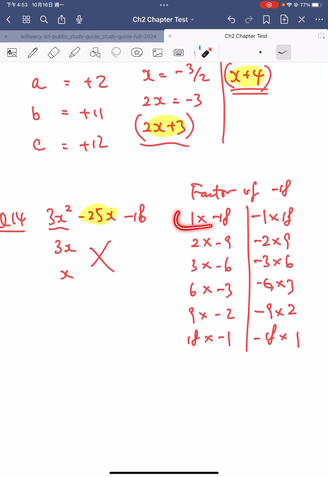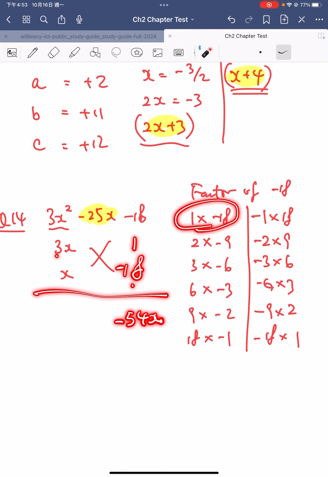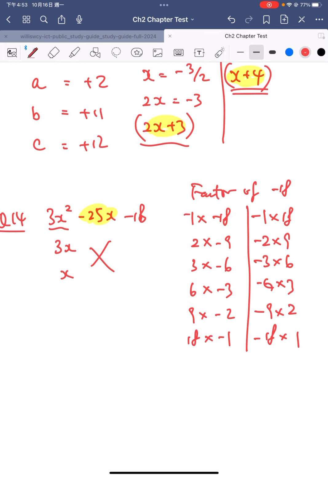If you try the first one, the 1 and negative 18, we write down 1 and negative 18. If you multiply them together, we have 3 times negative 18, which will give you negative 54x, which is way smaller than negative 25x. So the first one is going to be wrong. Now we can try the second one as well.